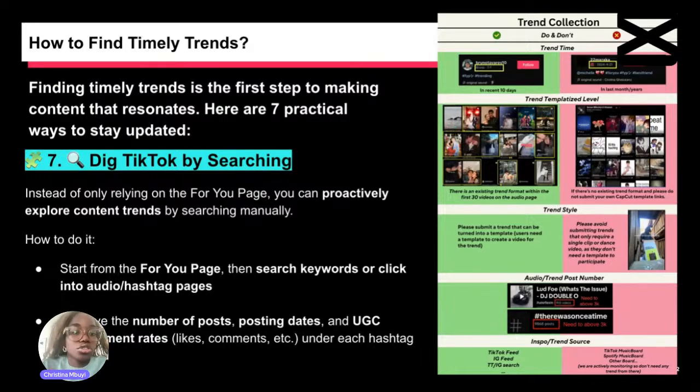So how to do it: you want to start from your For You page, of course, then search keywords or click into audio or hashtag pages and see how they are performing. Observe the number of posts, posting dates, like when it was posted, the UGC engagement rates, like the likes and comments under each hashtag or sound.